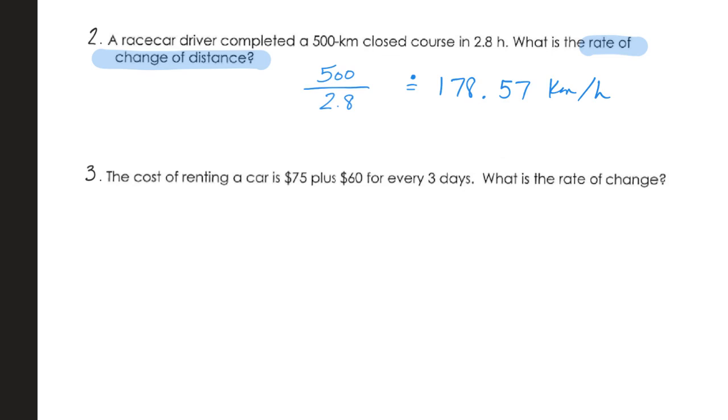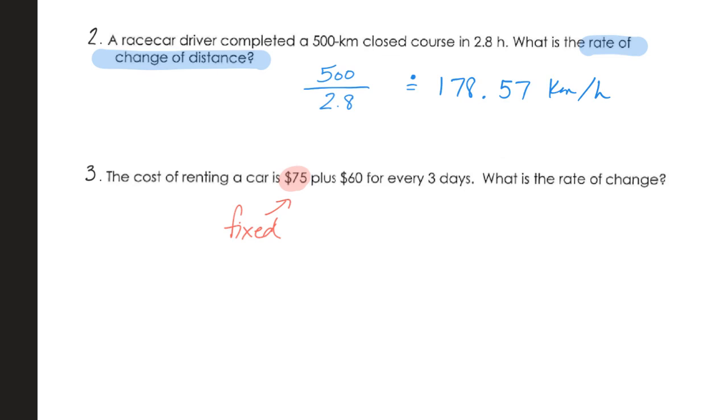There we go. Okay, let's get a little confirmation on number 3. The cost of renting the car is $75 plus $60 for every 3 days. What is the rate of change? Okay, I'm hoping that no one was distracted by that 75. Notice that 75 is our fixed amount. The cost of renting that car is $75. You have to pay that up front. And then we also have to pay $60 for every 3 days that we have.